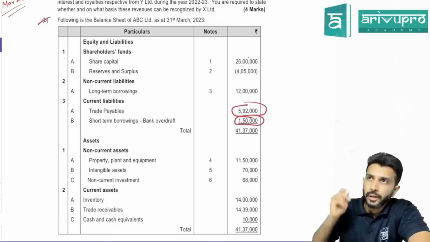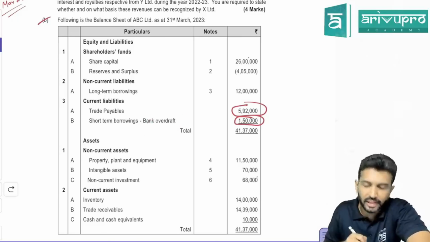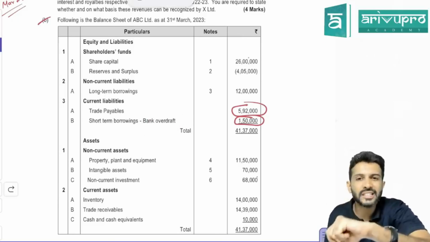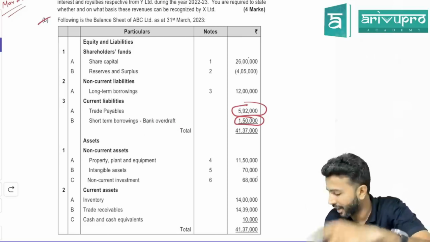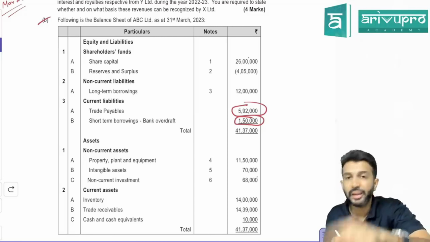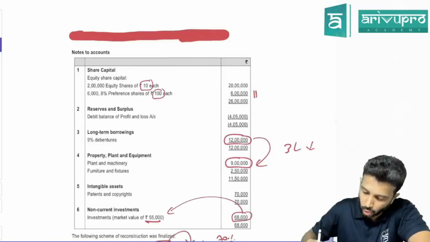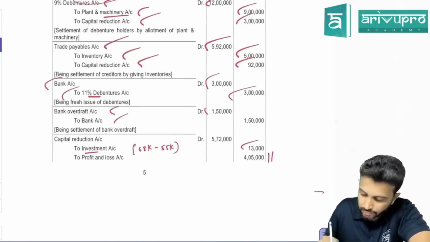What is the entry? This liability has a credit balance. If you have settled it, you have to cancel it. How do you cancel something which has a credit balance? By debiting it. So the entry will be: bank overdraft account debit to bank account. That is the entry there.